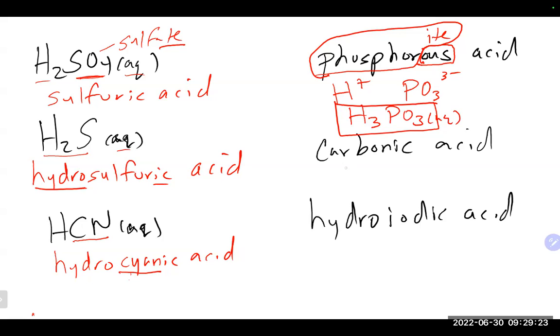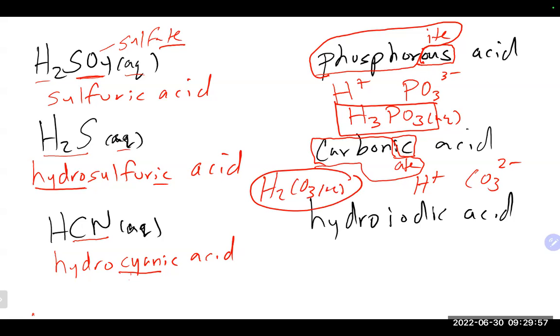I see carbonic acid. Once again, I don't see hydro in the name, which tells me it has oxygen. The IC tells me that my polyatomic ion ends in ATE. Then if I put those names together, I am now back to carbonate. So that tells me I am dealing with carbonate in this case, and that would be CO3 2 minus. Once again, our acid is always going to be H plus as our cation. We do need 2 of these guys to give us H2CO3, which would be our carbonic acid formula.